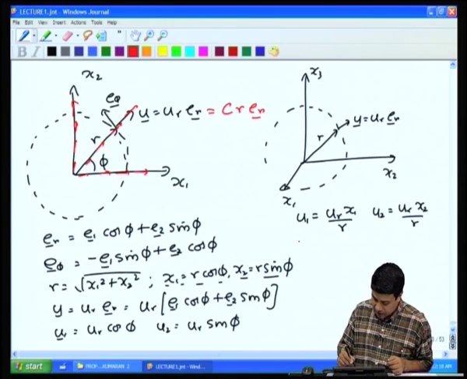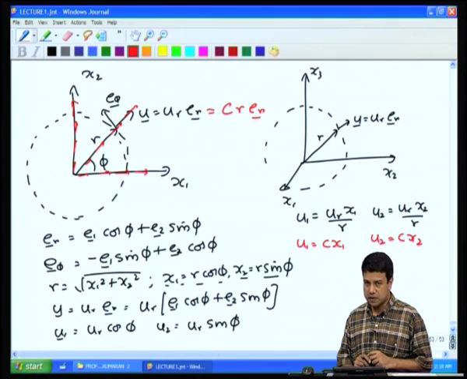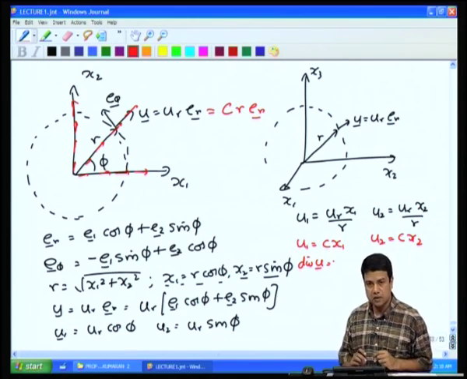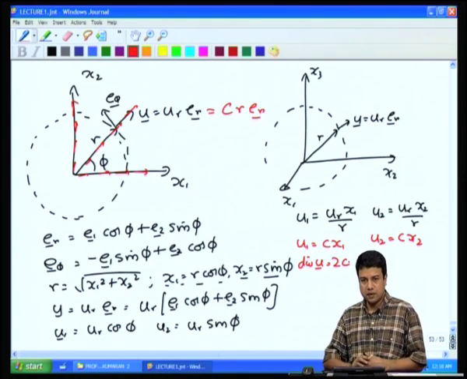So, then for this case you will get u1 is equal to c x1, u2 is equal to c x2. And what is the divergence of u? It is partial u1 by partial x1 plus partial u2 by partial x2. Okay. So, that means that divergence of u is equal to partial u1 by partial x1 plus partial u2 by partial x2, which is equal to 2 times c.